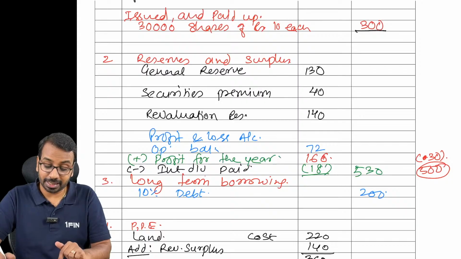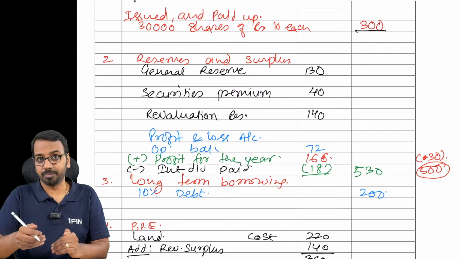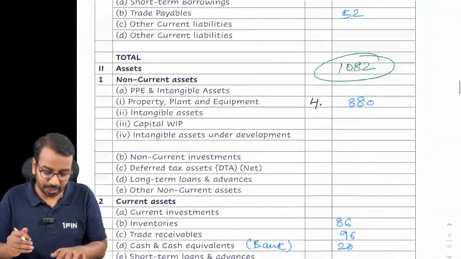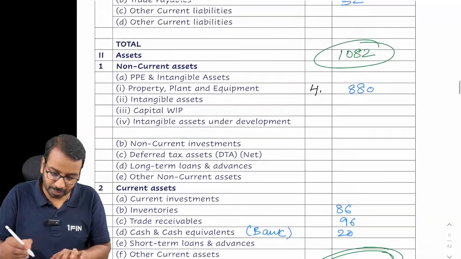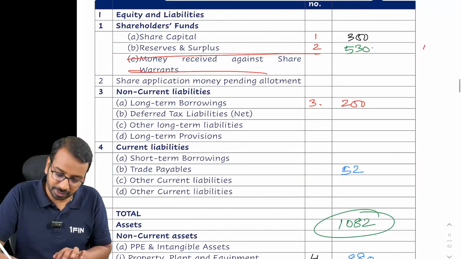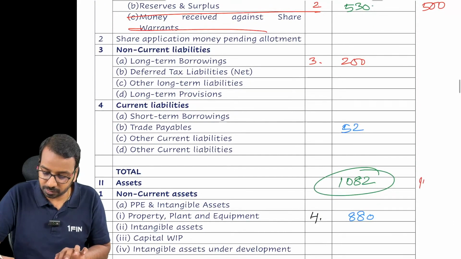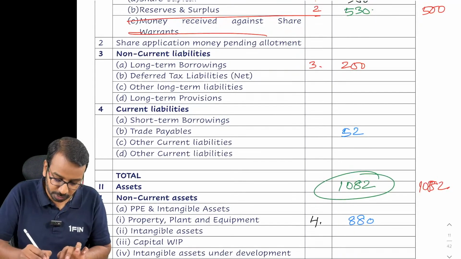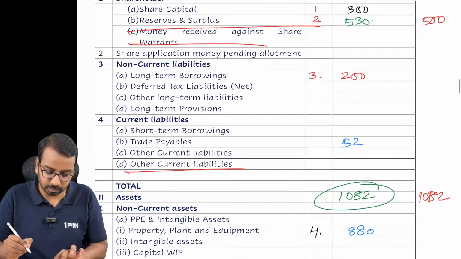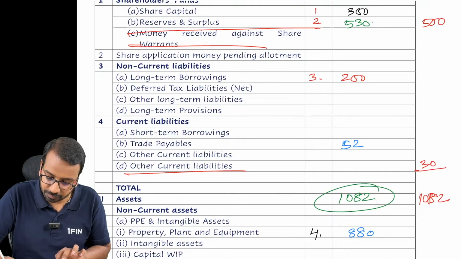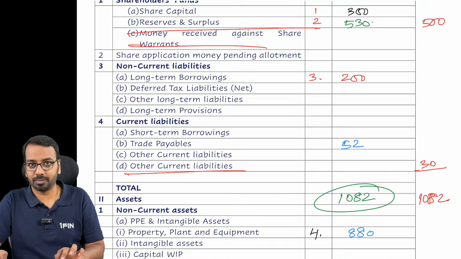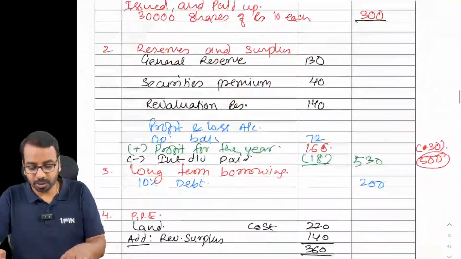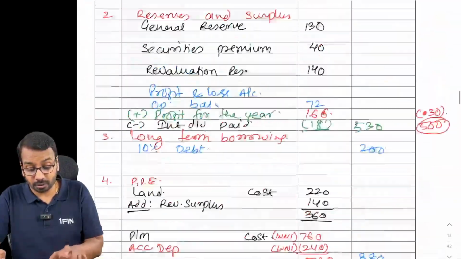Second, this 30 should appear as a liability because we have not yet paid. So where will that liability come? That liability will appear here. So what will happen is, this 530 will become 500 and this 1082 will become 1052. Sorry, it will remain 1082. Under other current liabilities, you will have 30 for dividend payable. Okay, that will show under other liabilities. Right. So you can do it this way depending on what is the question.